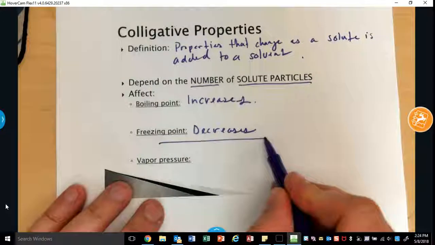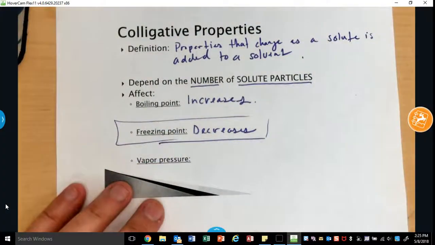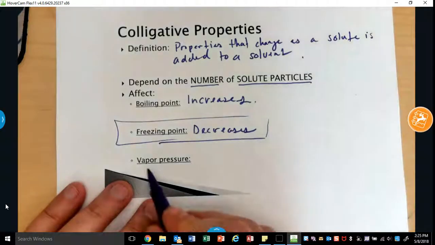We see this colligative property being used all the time because they put salt on icy roads. They do that to lower the melting point of the ice so that it will melt at a colder temperature than it usually does. Finally, vapor pressure.